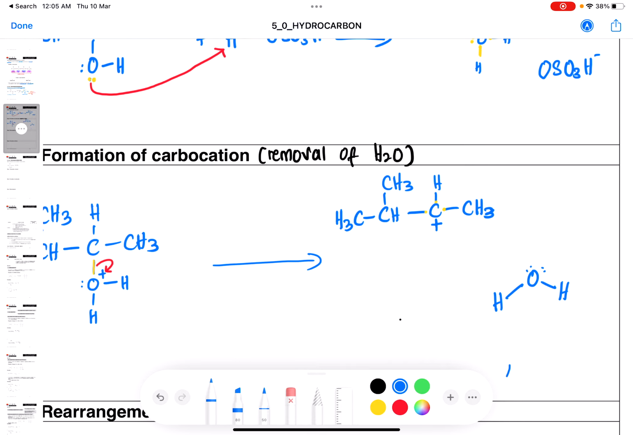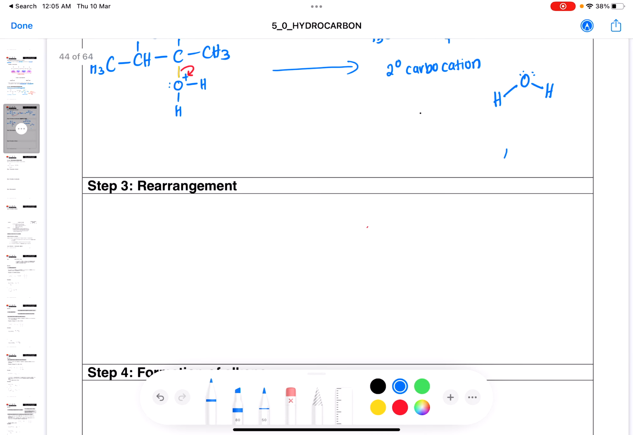Now can you classify this carbocation? You are correct. This is a secondary carbocation. And I told you, whenever you get a carbocation, stop for a while and see whether you can do rearrangement or not. In this case, yes. By how? Now let's see step 3, which is rearrangement.